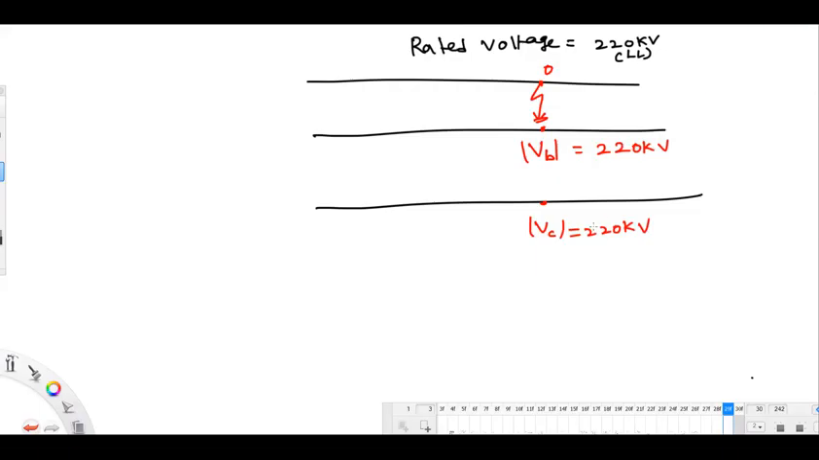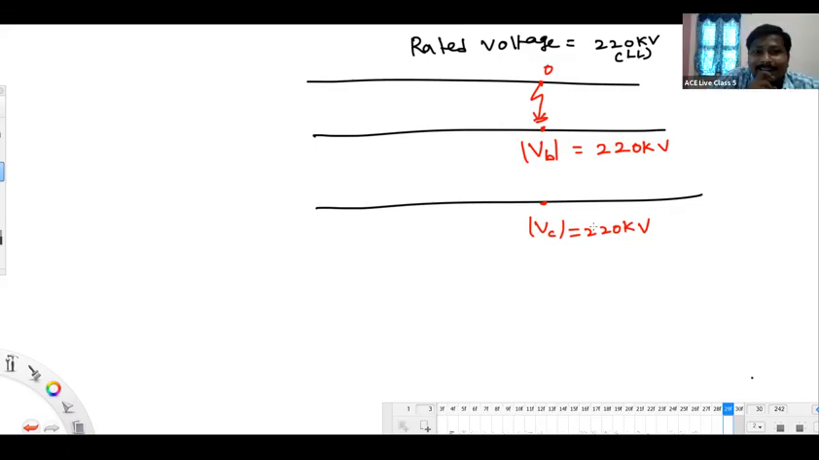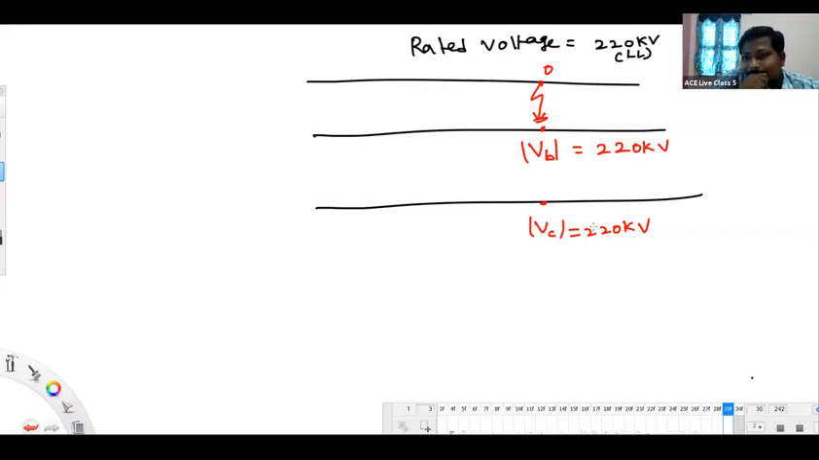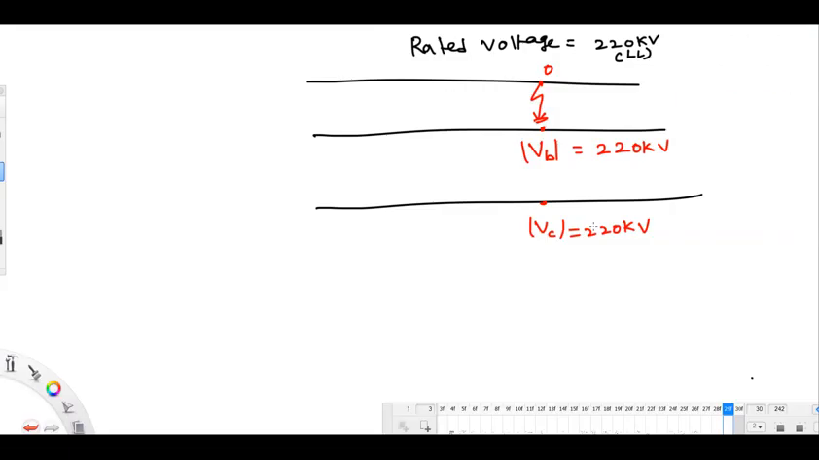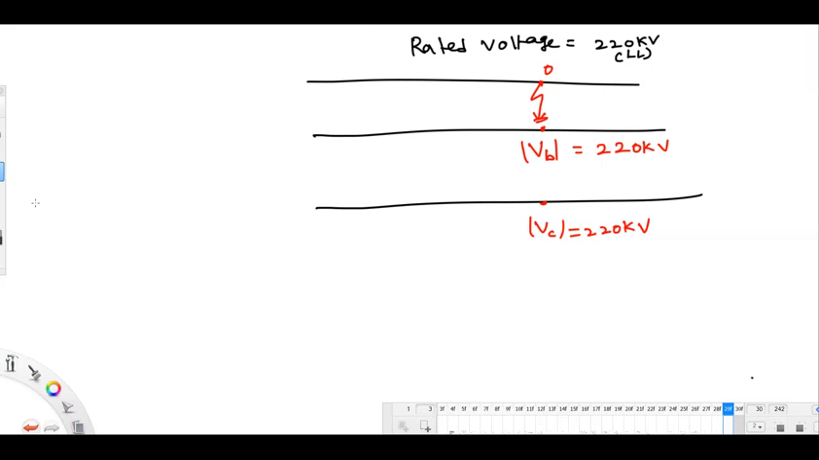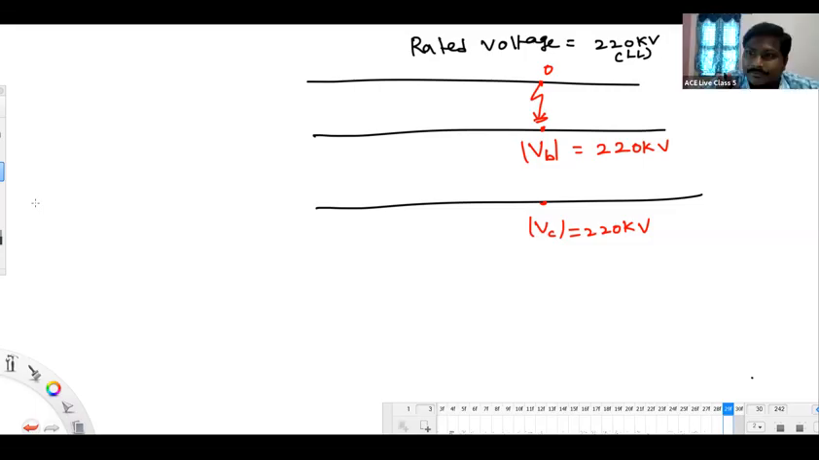Operating, sir. The rated working voltage of the conductor is 220 by root 3, right? The operating voltage is coming to 220 kV. You are designing the insulation based on rated voltages, but the operating voltage is coming higher than the rated voltage. Because of that, there may be a possibility of flashover. Okay, tell me, what's your doubt?